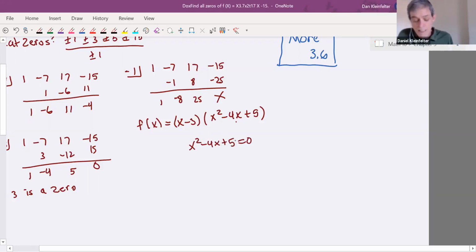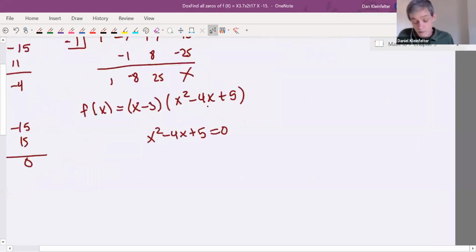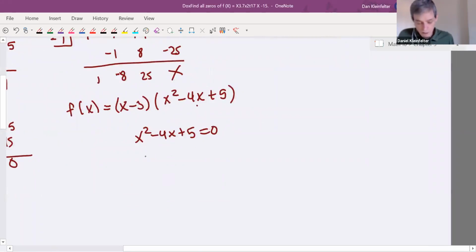Okay, so I'm going to set that equal to 0, and then we'll just solve that away. So we haven't done completing the square, and I feel like doing completing the square, so I'm going to do that. So I'm going to push that 5 over to the other side as a negative 5. We're going to complete the square here.